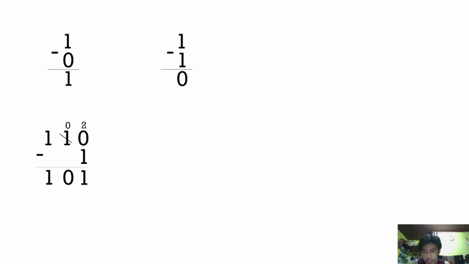To check this, I translate it to decimal numbers. The first given is 6 and the second given is 1. So the answer is 5. When we check the answer, the bit values are 1, 2, 4. So 1 plus 4 equals 5.